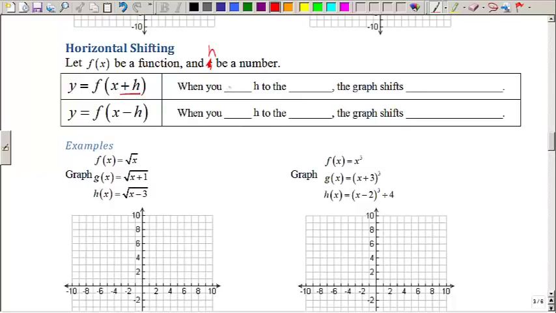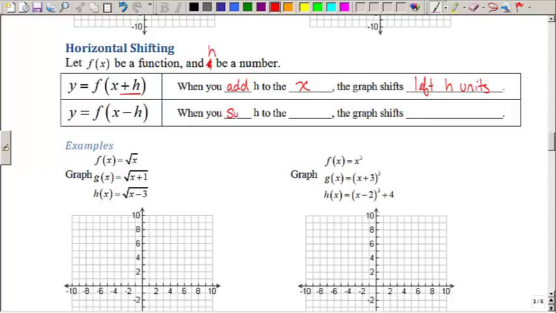So if I add h, not to the function this time, but if I'm adding h to the variable x, then the graph is going to shift either left or right. And your intuition says plus seems to be like to the right, because that's where our positive values go. Unfortunately, this is opposite of what your intuition might tell you. It's actually going left h units.